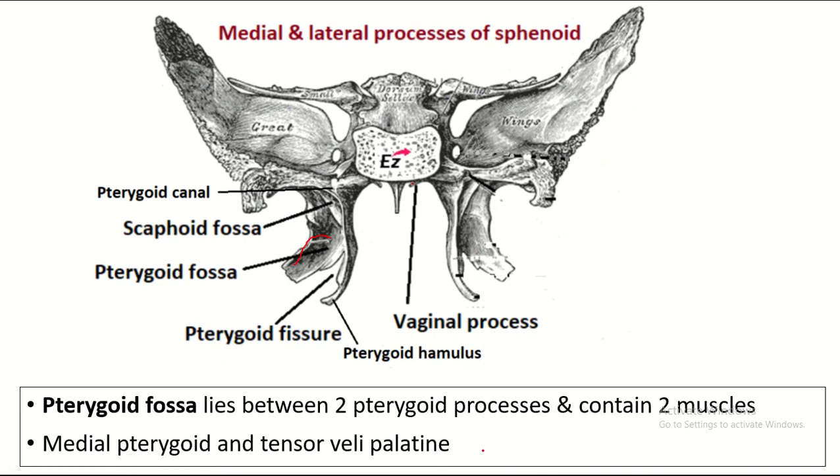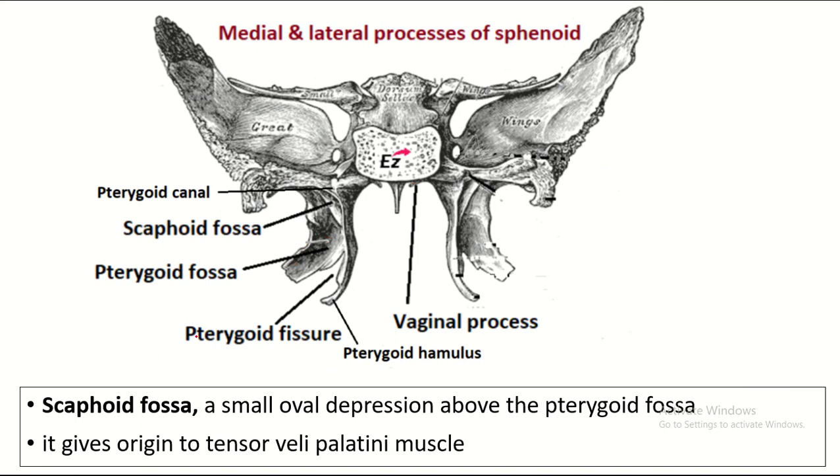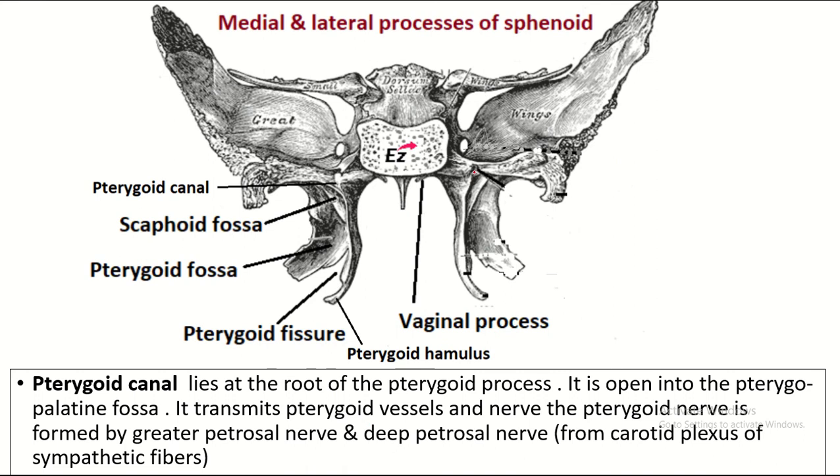The pterygoid fossa contains two muscles, the medial pterygoid and tensor veli palatini. The scaphoid fossa is a small oval depression above the pterygoid fossa and is the origin of the tensor veli palatini muscle. This is the pterygoid canal. It lies at the root of the pterygoid process, opens into the pterygopalatine fossa, and transmits pterygoid vessels and nerve. The pterygoid nerve is formed by the greater petrosal nerve and deep petrosal nerve.